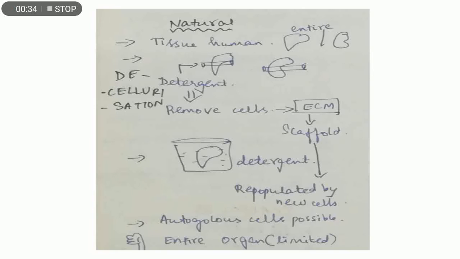Our entire aim is to repopulate the scaffold by adding new cells after replication by cell culture techniques. However, autologous cells can also be incorporated, which is also possible. However, the limiting aspect of this natural scaffolding is that the supply of entire organs is pretty limited.